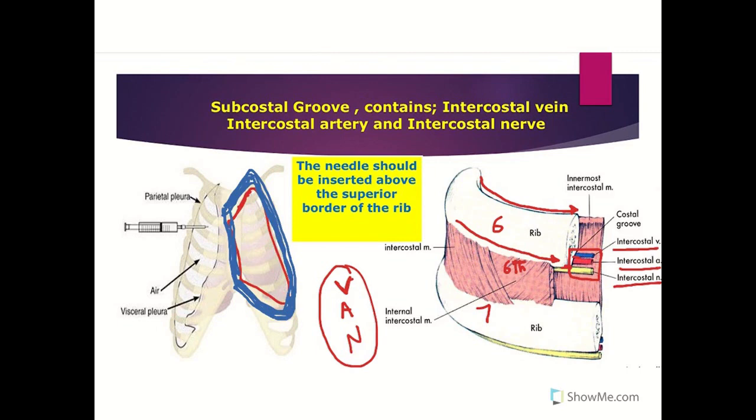How to withdraw this fluid? By using this type of needle. So where should you insert this needle? Should you insert the needle here or here? I mean, should you insert the needle near the upper border of the rib or near the lower border of the rib? The correct answer is that you should insert the needle near the upper border of the rib. Why? To avoid injury of the important structures situated near the lower border of the rib, which are the three structures: vein, artery, and nerve.